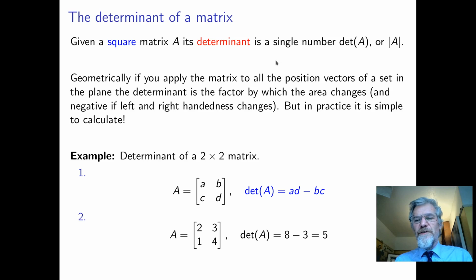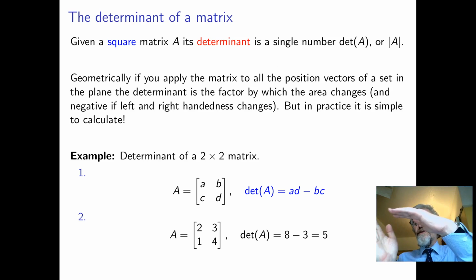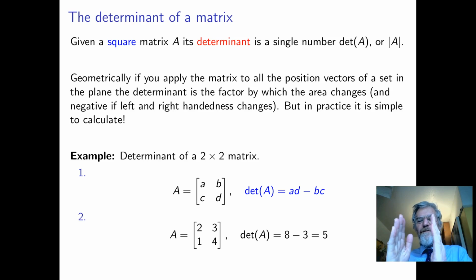But another way to think of it geometrically is if you get any set in the plane, say a square, and apply the matrix to every point in that square as a position vector, then the determinant turns out to be the factor by which the area is changed. So if the determinant's 2, the area is doubled. If the determinant's a half, the area's a half. And actually, if the determinant's negative, it means it's also been flipped over, so a left-handed thing becomes a right-handed thing. So that sounds quite complicated, but it's kind of interesting to visualize. And the point is, if it squashed everything down to something with area 0, you can't undo it. So again, that's a reason why it's important.